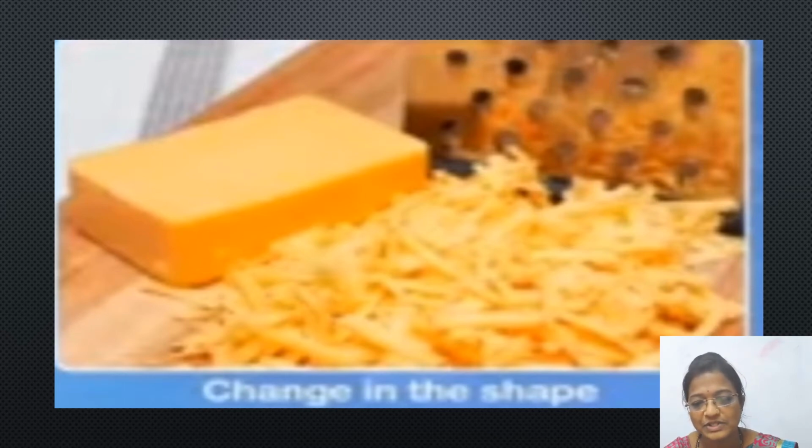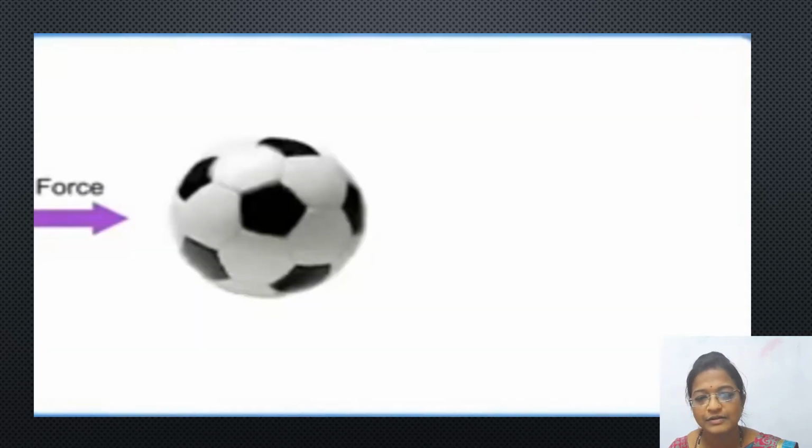So let me revise once again the definition of force. Force is defined as a push or pull that makes an object move. Until we push or pull, the objects will not move. When we apply a force on any object, then only the objects can move. Okay, so now let us see the types of forces. Here also you can see the ball in a standing position. So when we push or when we pull, the ball will change its position, isn't it?